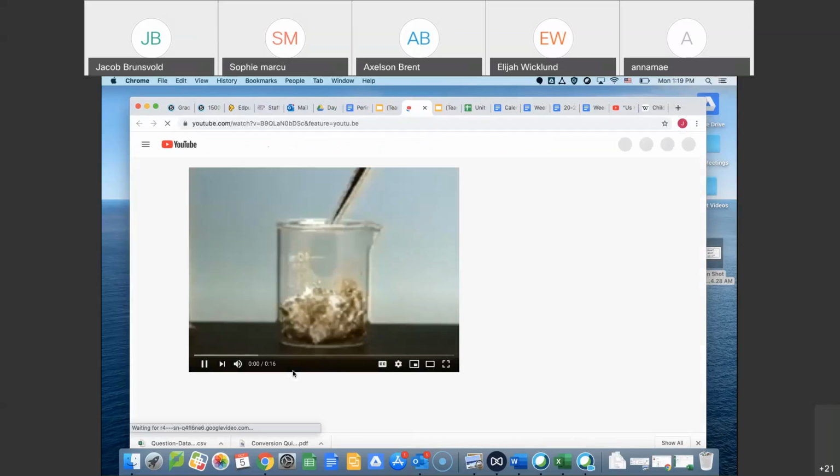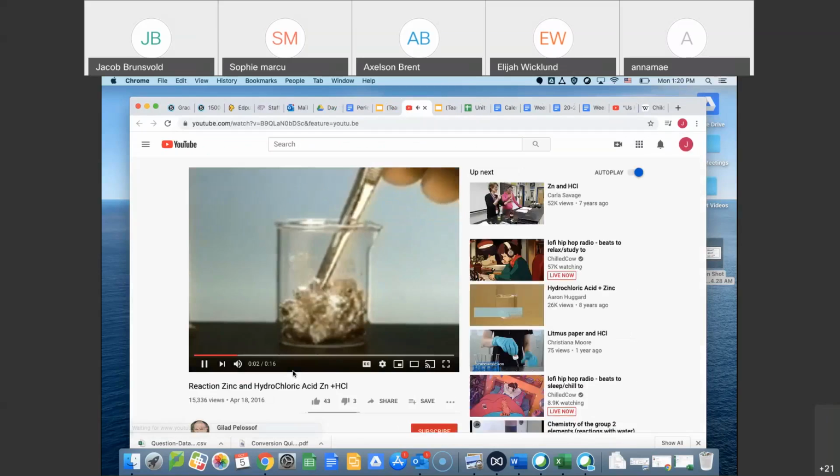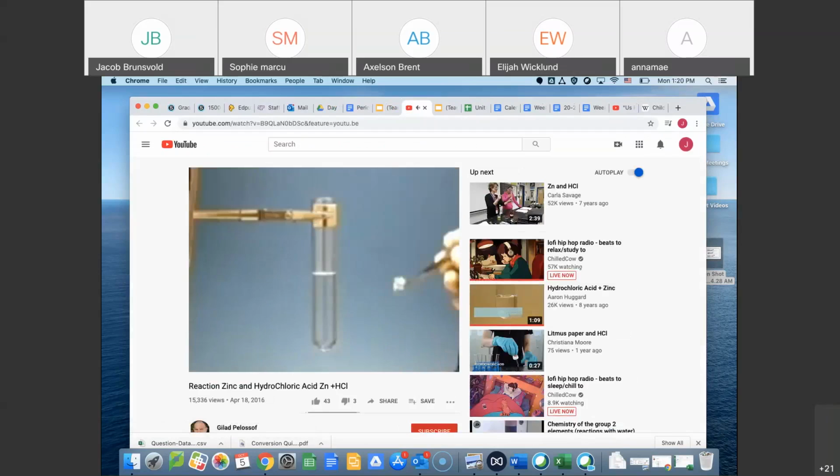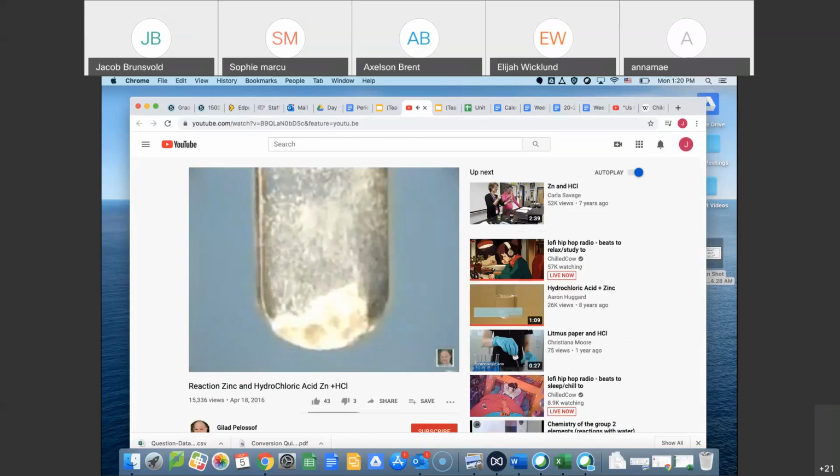This is zinc. When we place the element zinc in hydrochloric acid, it reacts, forming zinc chloride. The reaction also produces bubbles of gaseous hydrogen.